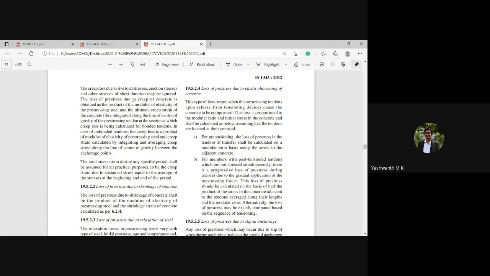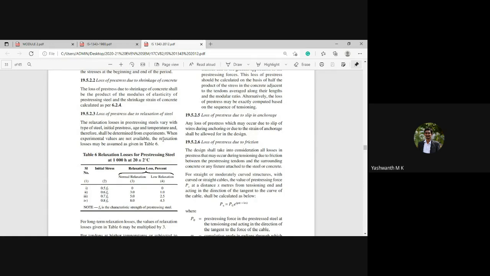Instead of this method, if you are going to use creep coefficient, here they have not mentioned creep coefficient. In the earlier code, in 1980, they used to specify creep coefficient. So after this 2012 code, I am also going to discuss some of the things in the 1980 code. In the 1980 code, we used to calculate the loss of pre-stress due to creep based upon the creep coefficient method. Is it clear?